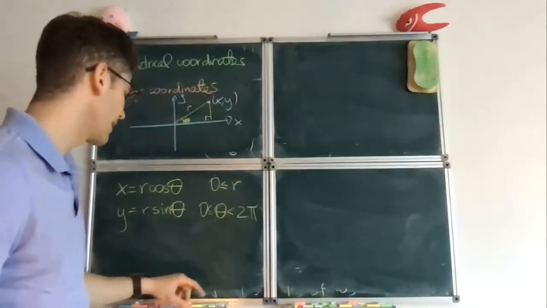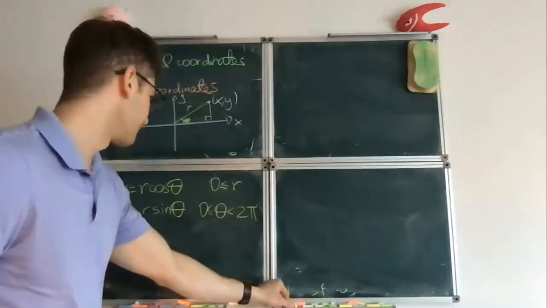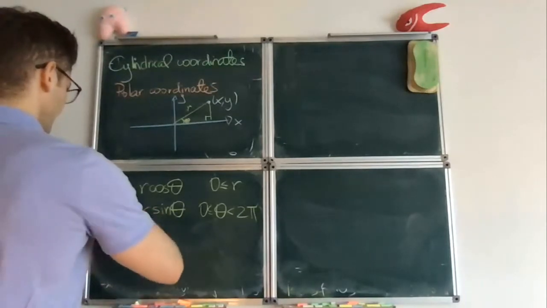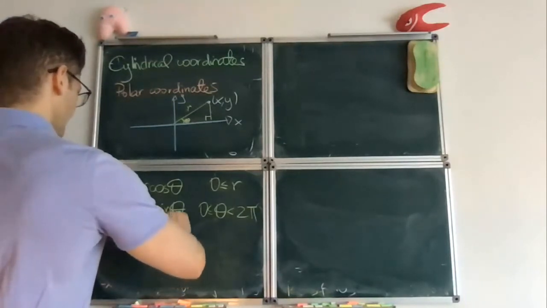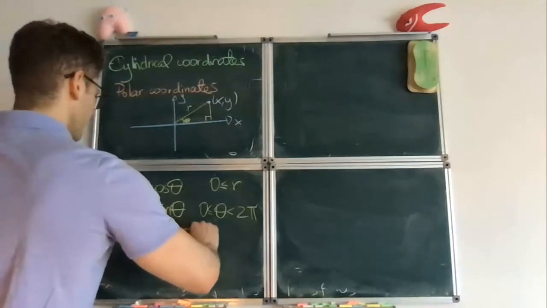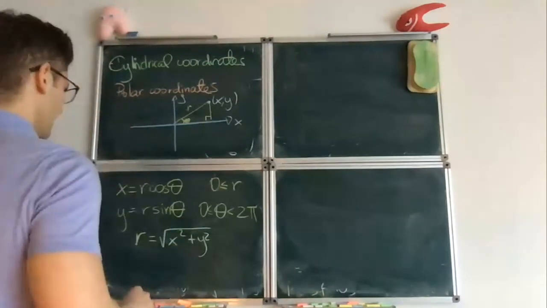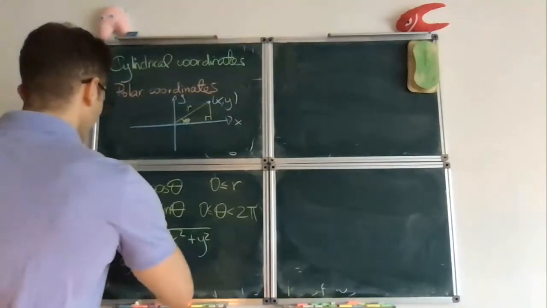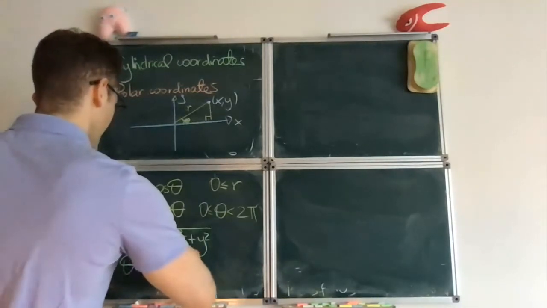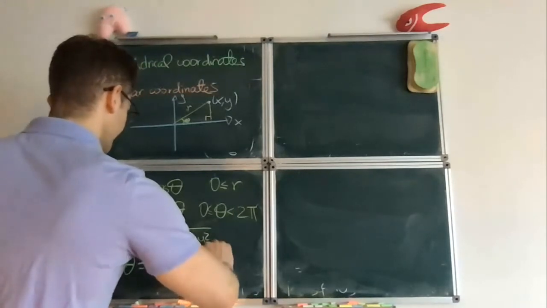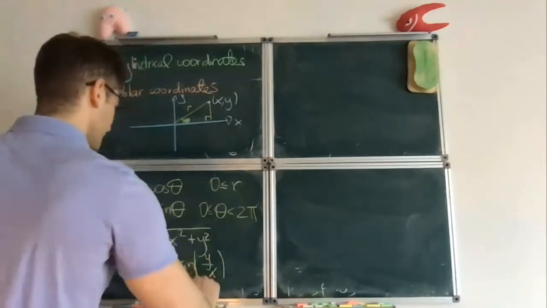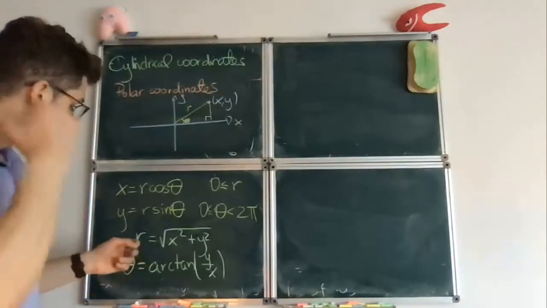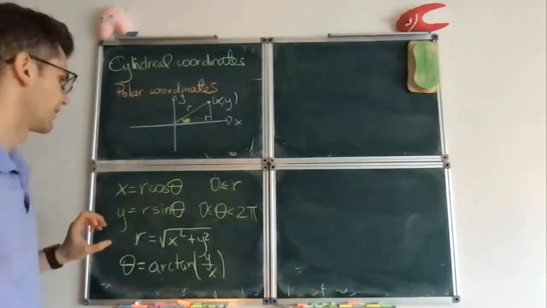There's a way to go back from polar to Cartesian, which is just saying that r, by Pythagoras' theorem, is the square root of x squared plus y squared, and then theta is the arctangent of y over x. Although this change of variables will be less useful than the previous one.